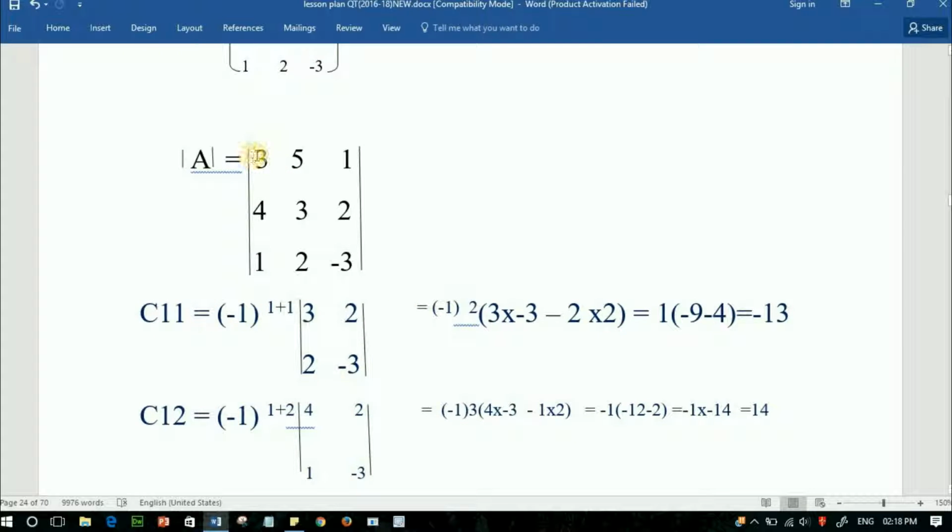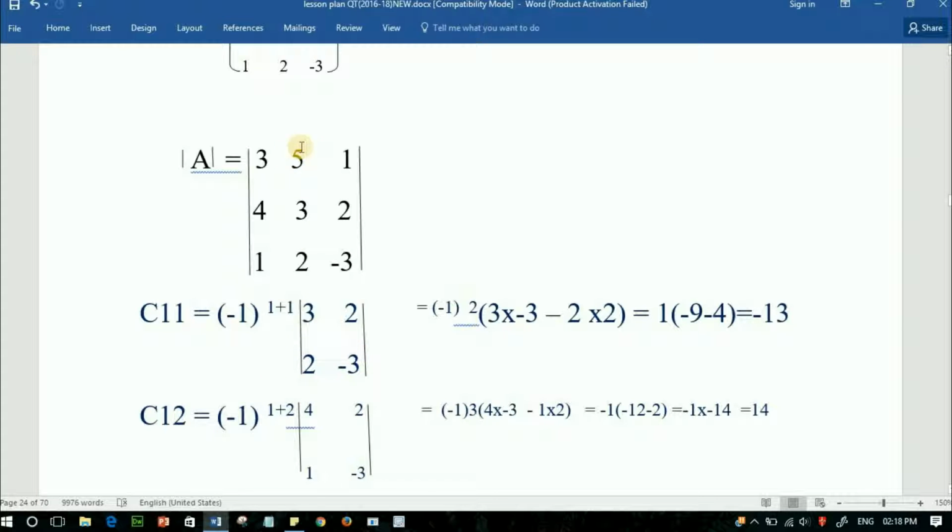Then C11. The cofactor of the first element 3 is C11, that is minus 1 raised to 1 plus 1. We are suppressing the row and column containing 3, and the remaining subdeterminant is [3, 2; 2, minus 3]. That's equal to minus 1 the whole squared into 3 into minus 3 minus 2 into 2. That's equal to 1 into minus 9 minus 4, that is equal to minus 13.